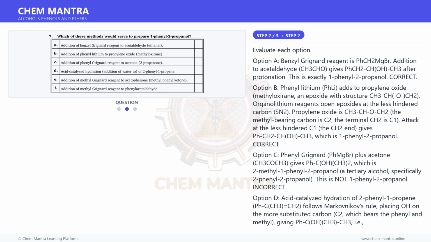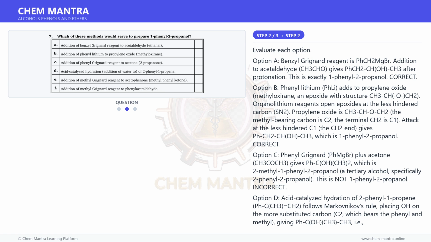Option B, phenyllithium, PhLi, adds to propylene oxide, methyloxirane, an epoxide with structure CH3CHOCH2. Organolithium reagents open epoxides at the less hindered carbon via SN2. The methyl-bearing carbon is C2 and the terminal CH2 is C1. Attack at the less hindered C1, the CH2 end, gives PhCH2CH(OH)CH3, which is 1-phenyl-2-propanol.